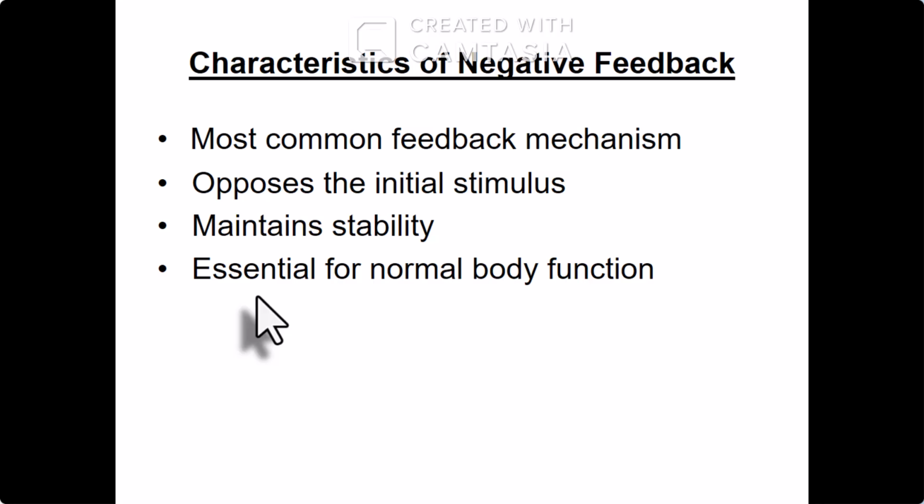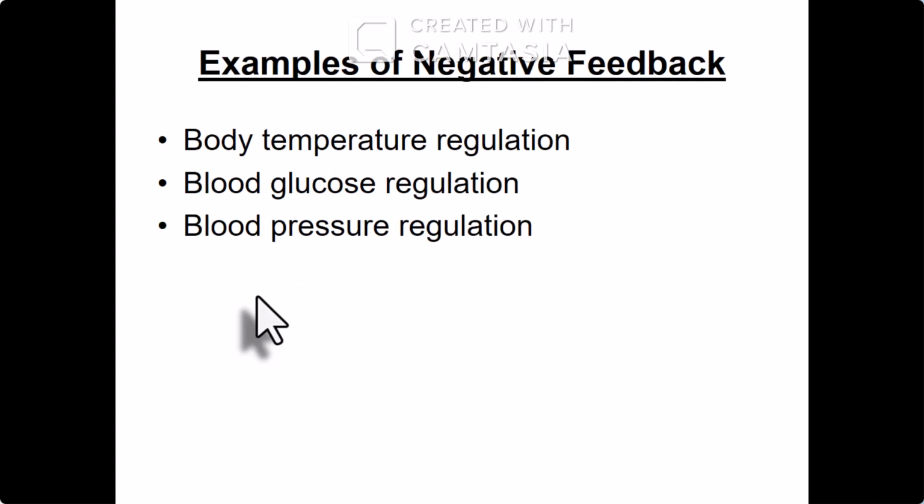The characteristics of negative feedback include: it is the most common feedback mechanism, as I have discussed earlier. It opposes the initial stimulus. It promotes stability. It maintains normal body function. It helps keep body variables within a healthy range. Examples include body temperature regulation, blood glucose regulation, and blood pressure regulation.